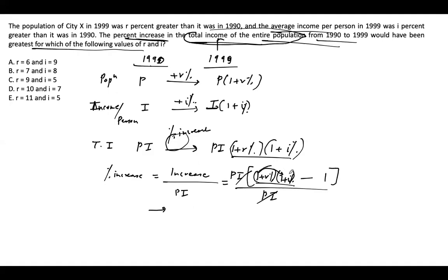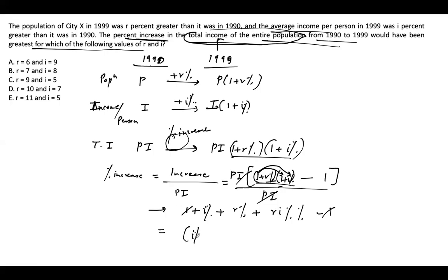Multiply with 1 and multiply with I. 1 plus 1 into I percent, plus I percent into 1. Similarly, plus R percent, R percent plus R I. Two percentages will be there, right? Minus 1.